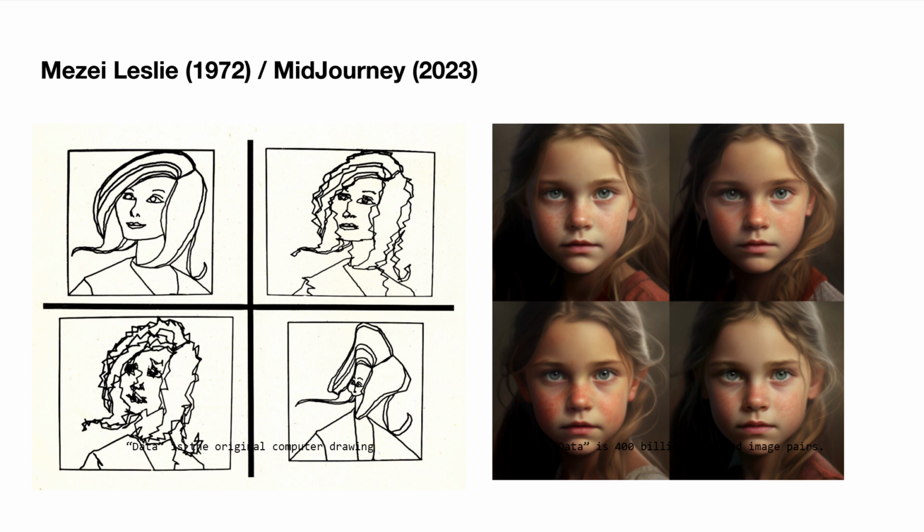Here's another work by Leslie Mezei from that 1972 exhibition. This is called Transformation of a Girl's Face, contrasted with the output of MidJourney, asking for the simple prompt of a girl's face. Leslie's work starts with a computer drawing, and it transforms this drawing algorithmically according to the code. Arguably, that's what MidJourney is doing on the right.